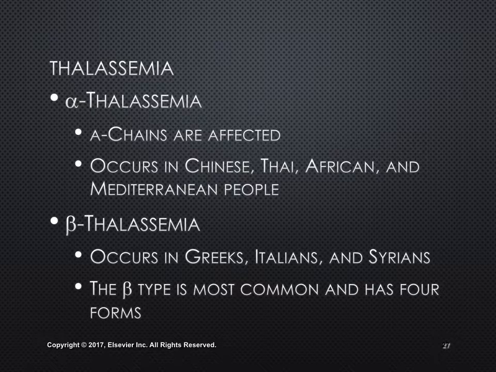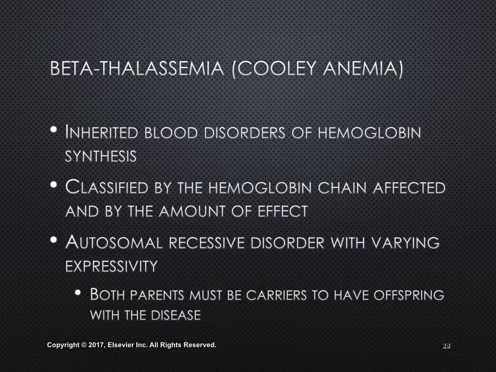Thalassemia, there's two types of thalassemia. There's alpha thalassemia, where the alpha chains are affected. The alpha thalassemia tends to occur in Chinese, Thai, African, and Mediterranean people. And then there's beta thalassemia that occurs in Greeks, Italians, and Syrians. The beta type is more common, and it has 4 different forms.